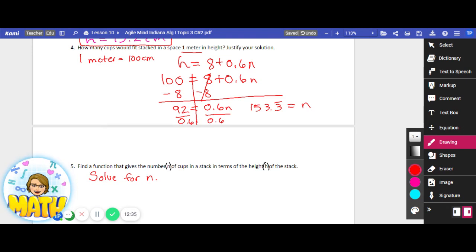Well, the problem with that is that we can't have part of a cup. We can't have 3 tenths repeating of a cup. That doesn't even make any sense. So since you cannot have part of a cup, we have to eliminate that part of the answer. So we will say that our number of cups would be 153, okay? Because we can't have that part of a cup coming after it. In that case, we had to think logically, what kind of answer makes sense? It has to be a whole number of cups.